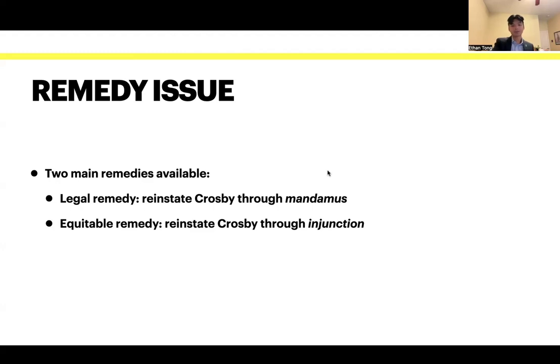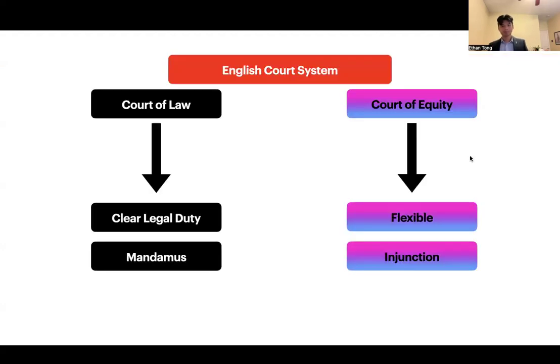Let's talk about the main difference between mandamus and injunction. It comes from the English court system. In English courts, there were 2 separate systems of law. In America, they've been merged since 1938, but in the English court system, they were 2 separate courts. I've made the court of law black and white because I want you to think of courts of law as black and white. That's where we get legal duties from. You can hear law and legal, it's the same sort of thing.